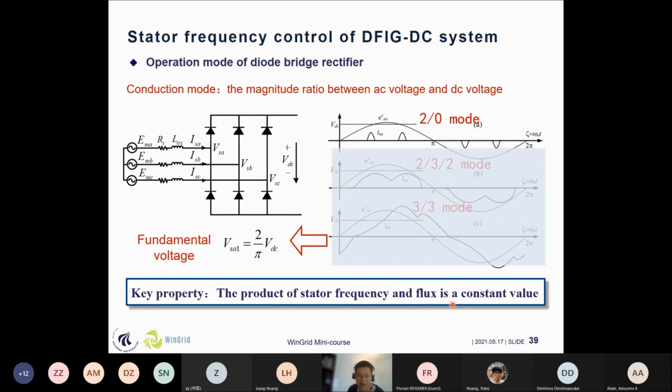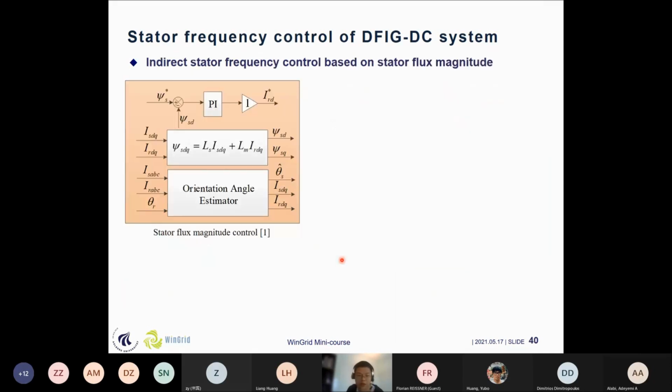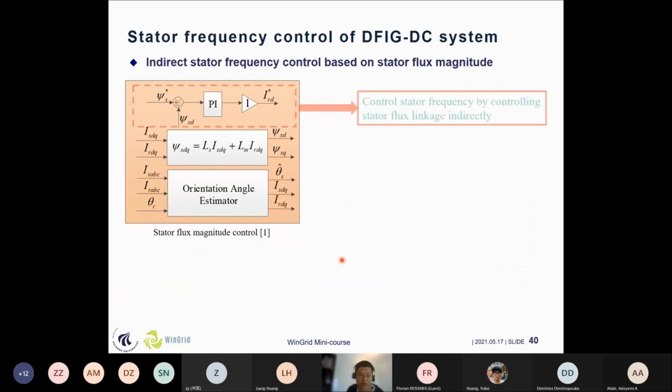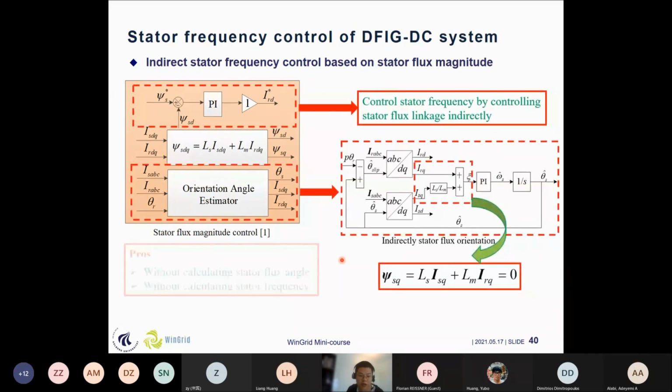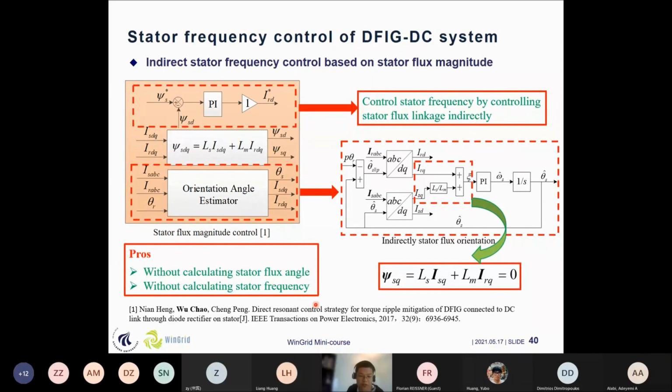Okay, so based on this characteristic, if we want to control the stator frequency, maybe we can just control the stator flux magnitude. It's also acceptable to achieve the stator frequency control. So here is the method I proposed in one paper. Here, I wanted to avoid using the integral block of the voltage model to acquire the flux linkage.